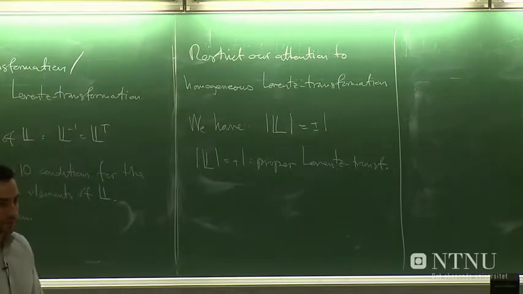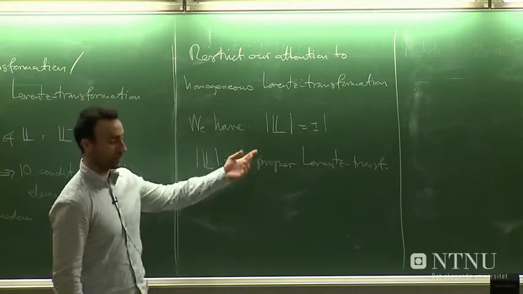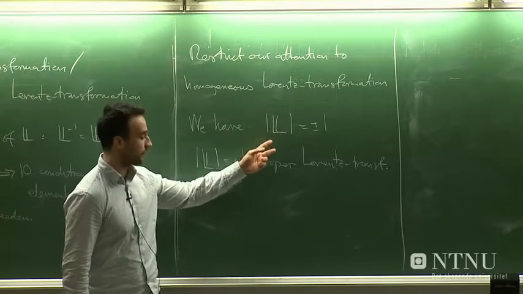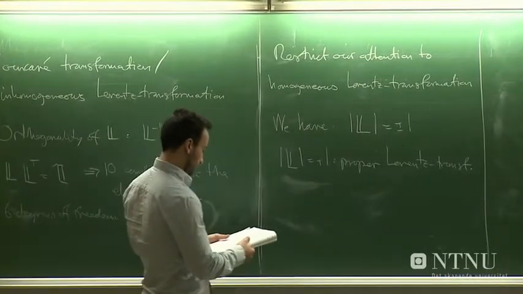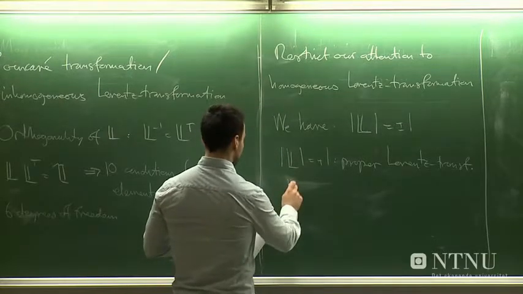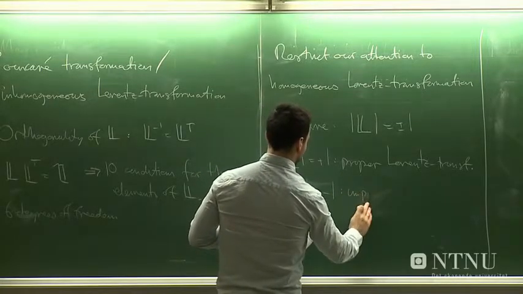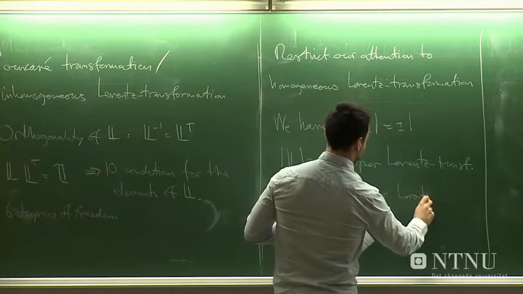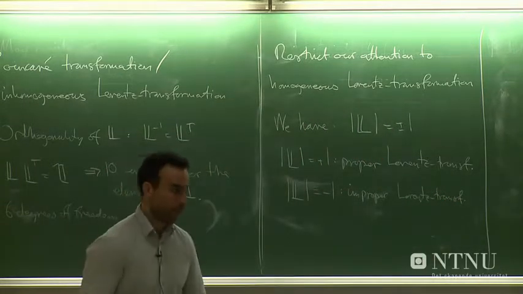Just as we did in the case with these rotations in 3D in the previous chapter, we may classify different Lorentz transformations according to whether the sign of the determinant is plus or minus. So in the case where the determinant is plus 1, we call it a proper Lorentz transformation. And minus 1 is an improper Lorentz transformation.